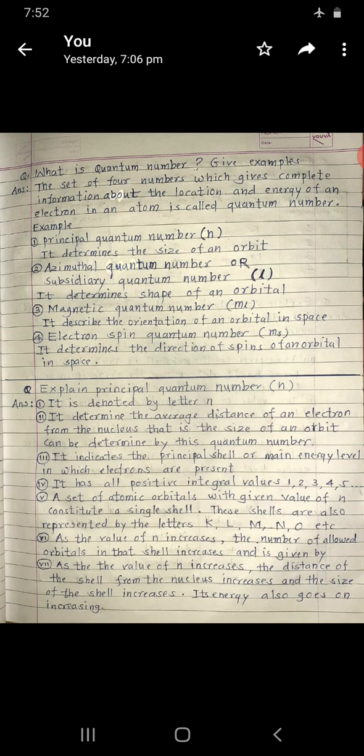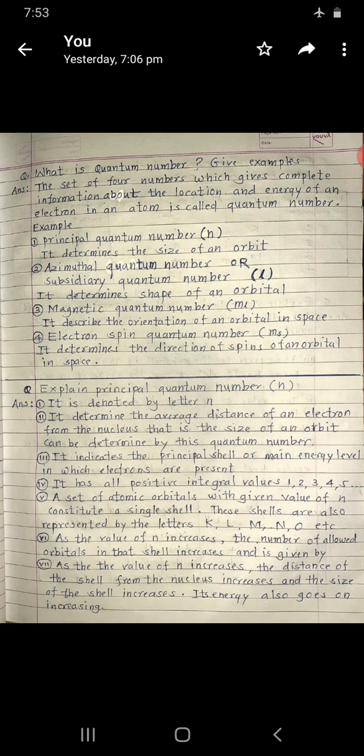There are four quantum numbers. First one is the principal quantum number, indicated by n. It determines the size of an orbit. Azimuthal quantum number, also known as subsidiary quantum number, is indicated by small l. It determines the shape of an orbital. Third one is the magnetic quantum number, indicated by the symbol ml. It describes the orientation of an electron in space.